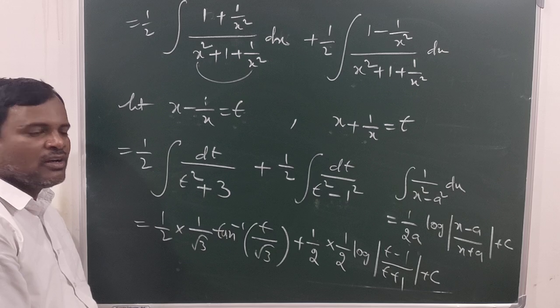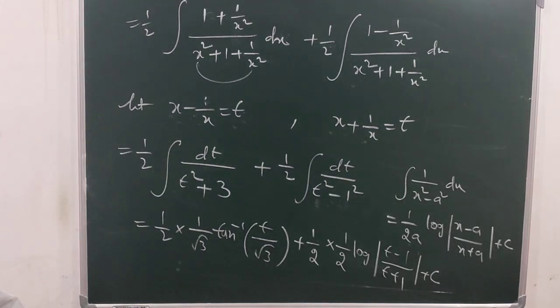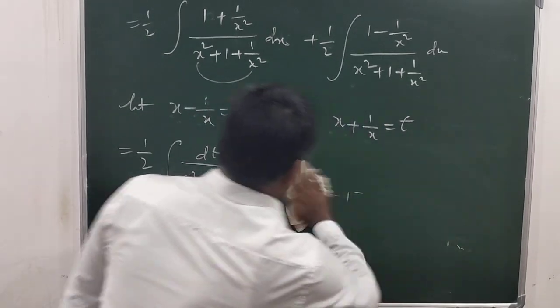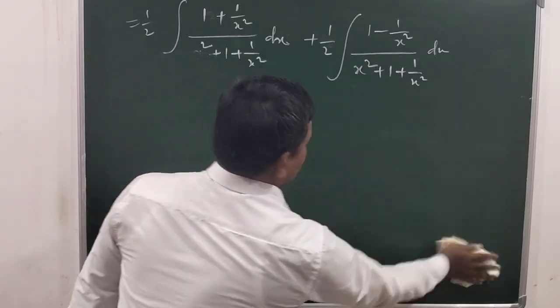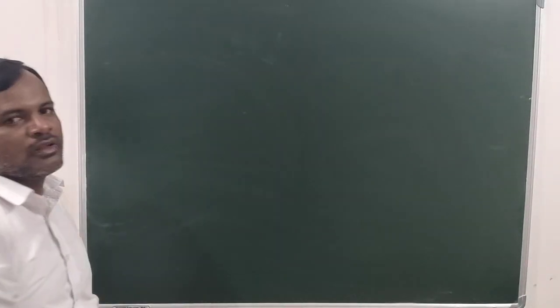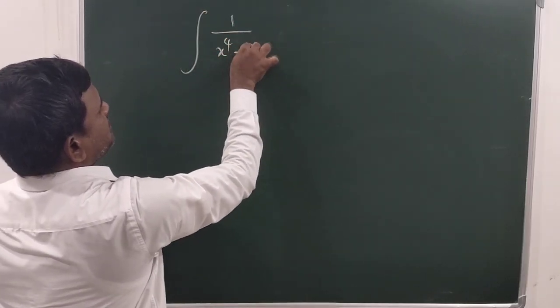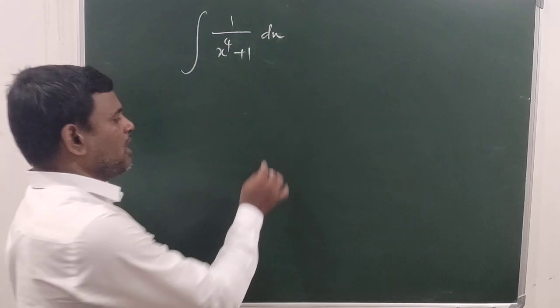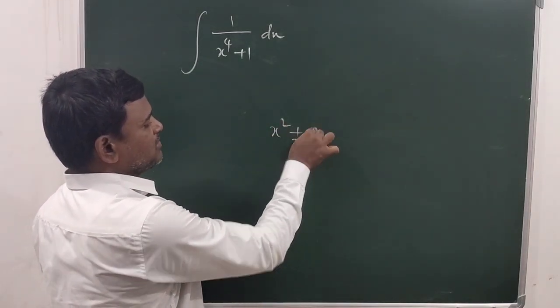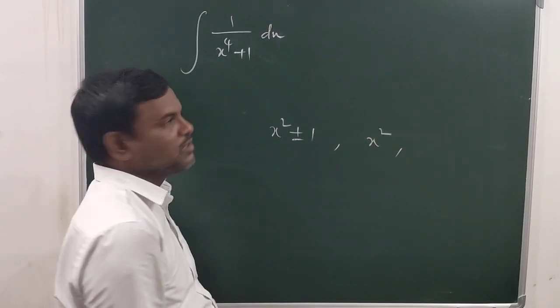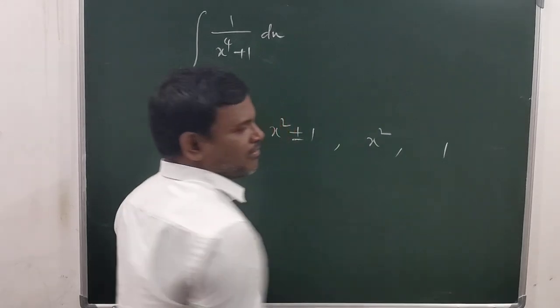Understood, students? Now let us go to one more model based on this concept. See that, integral of 1 by x to the power of 4 plus 1 dx. Are you observing? In the first one, in the numerator place, I took x square plus or minus 1. And next, x square we took in some problems. Next, what is getting in the numerator? 1.